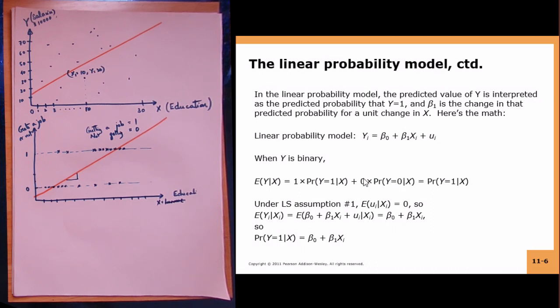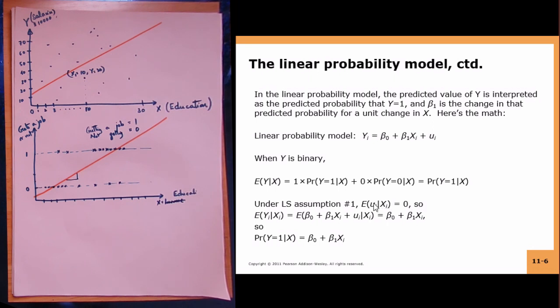Okay. Now 0 multiplied by anything, this term disappears. So you just have the probability of y equals 1 given x. So instead of your familiar y_i equals beta 0 plus beta 1 x_i plus u_i, here on your left hand side you have the probability that y will be equal to 1 given x. Now what will happen in the right hand side? Expected value of u_i, and if you are using least squares assumption number 1, then the expected value of u_i given x_i is equal to 0, right?